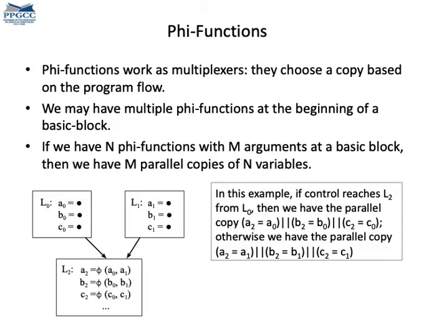Phi-functions, in a sense, are multiple parallel copies inserted in the beginning of basic blocks that have multiple predecessors. So if we have n Phi-functions in a basic block, and each one has k arguments, then we have k parallel copies, each one copying n variables.